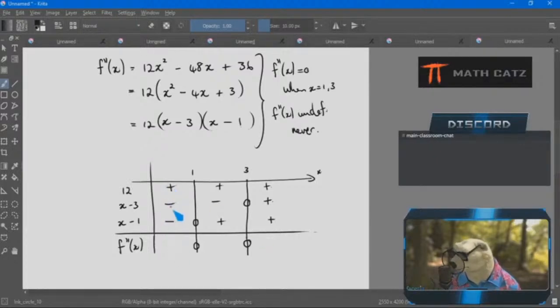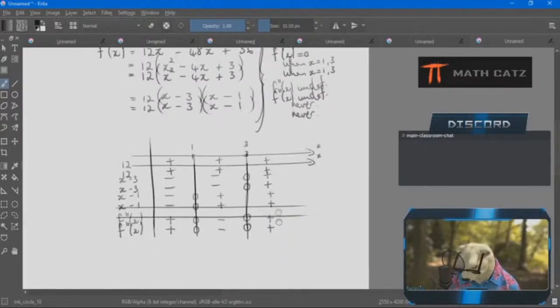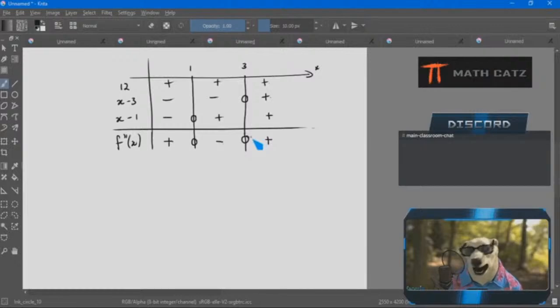I have a positive and 2 negatives. Answer will be positive. I have 1 negative here, answer will be negative. No negatives, answer will be positive. So now, this is the second derivative. No slope lines. That's not what we're doing here. So what I like to do is just have the little smiley face, or the little sad face, to help me remember.